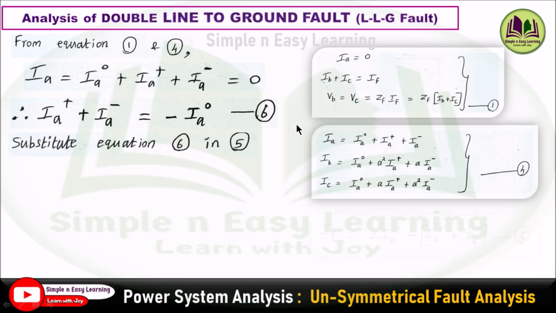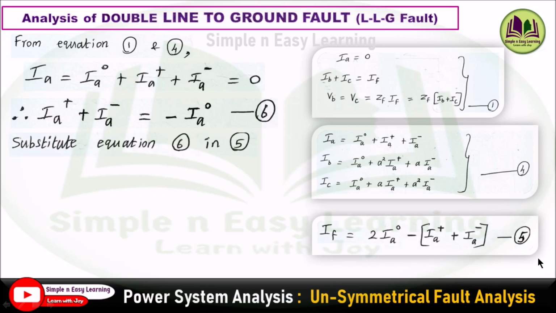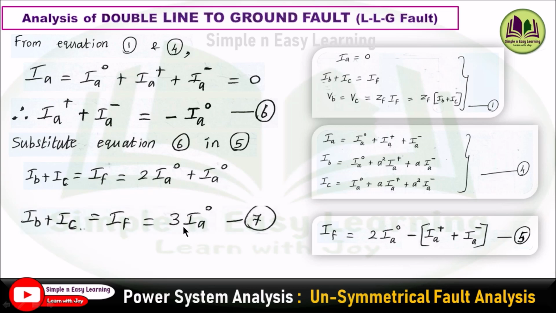Why are we considering this? We are going to substitute this equation 6 in equation 5, the previous one. In equation 5 we got IA plus and IA minus terms together. Here we are going to substitute minus IA naught, and already one minus is there, so it becomes plus IA naught. So the fault current IF equal to 2 IA naught plus IA naught, that will be equal to 3 IA naught. So fault current IF, that is equal to IB plus IC, is equal to 3 into IA naught. This is your equation 7.